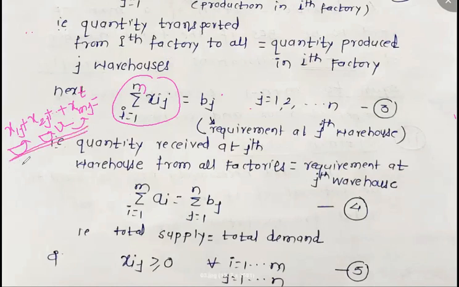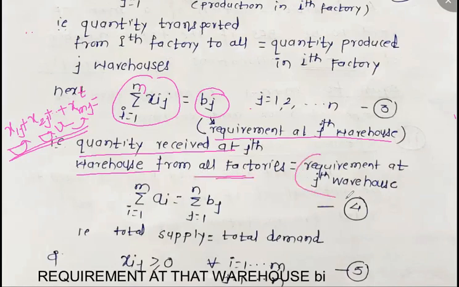That is, the quantity transported from all m factories to the jth warehouse is equal to the requirement at the jth warehouse. Bj is the requirement at the jth warehouse. So the quantity received at the jth warehouse from all the m factories is equal to the requirement at that warehouse.